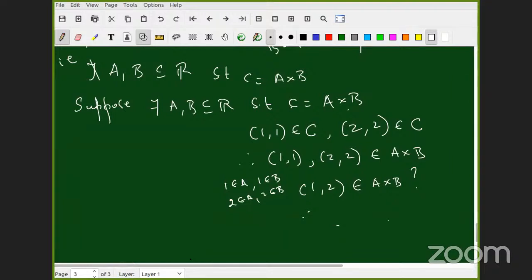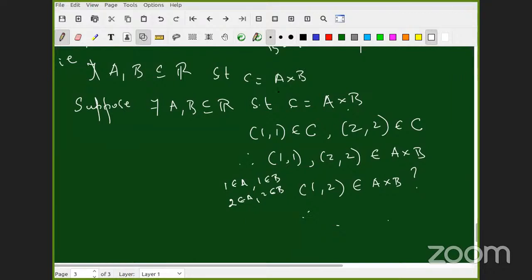To say 1 comma 2 belongs to A cross B, what do I have to make sure? Do I know 1 belongs to A and 2 belongs to B? That you had already seen. That's the reason. Learn to say such things carefully. It's like wishful thinking, you just want to believe. Don't believe, prove it.